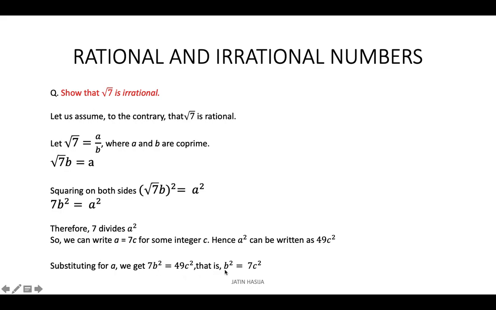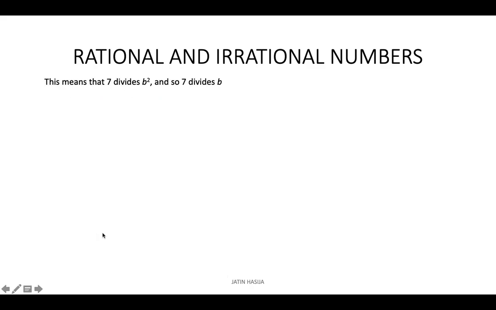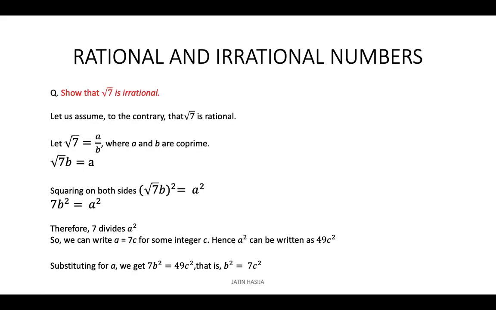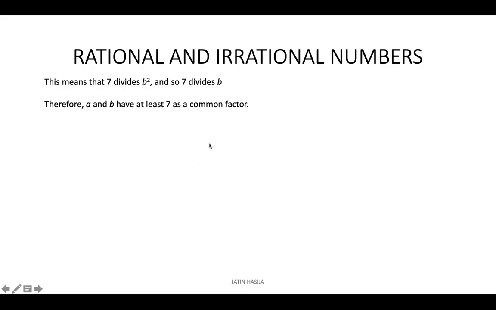Now we have two values of b square. Now if 7 divides b square, we can also say that 7 divides b also. Now a and b have at least 7 as a common factor. Going back again, let us see how. Here we have written that 7 divides a square. We can also say that 7 divides a. So a is having a common factor as 7, and here b is also having a common factor as 7.